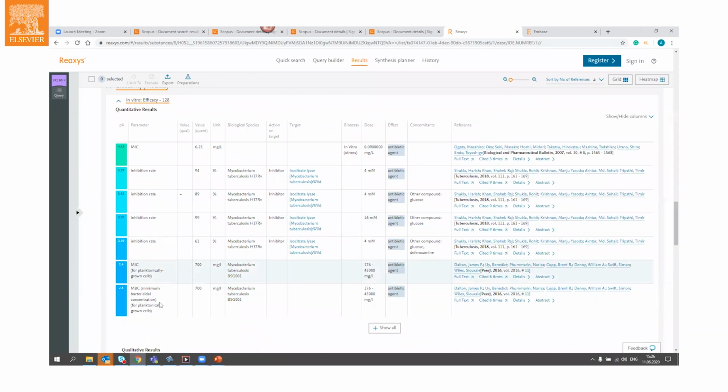So you see the parameter which was exactly measured in the article. You see its value, qualitative and quantitative. You see the unit. You can see the biological species. You can see the action on the target. It was an inhibitor. You can see the exact target. You can even see the dose and effect. So this information is obtained from the experiments. So this is much more reliable.